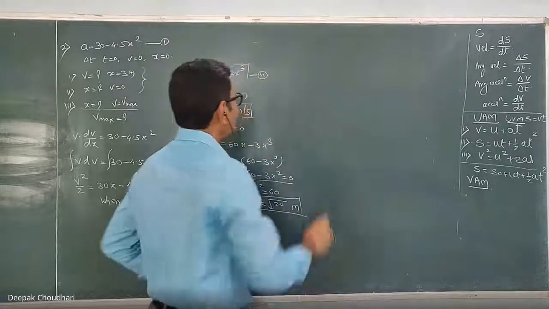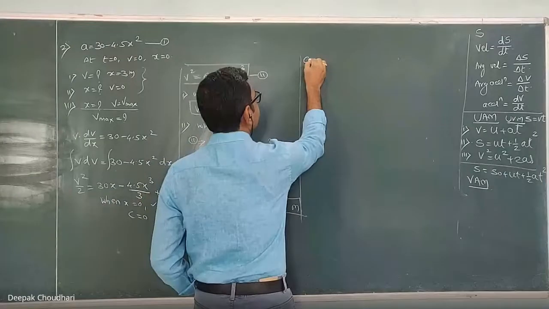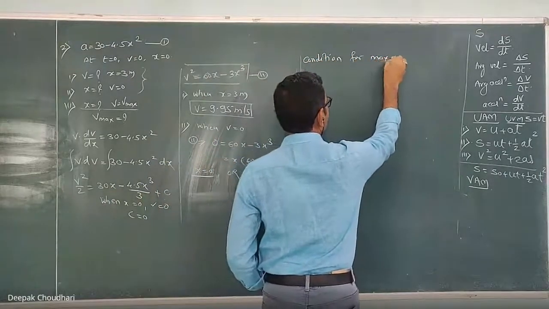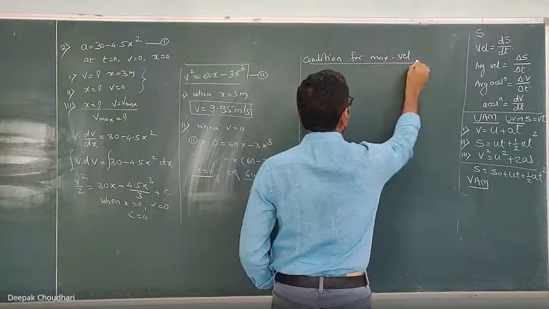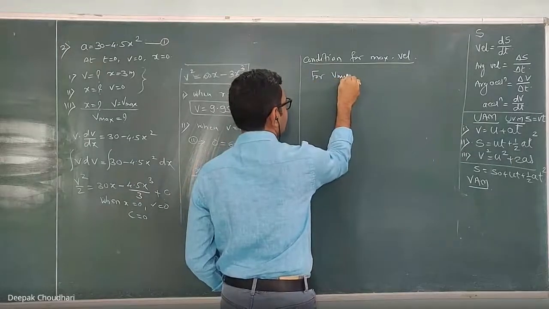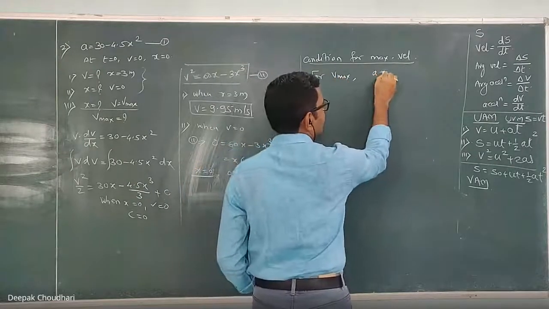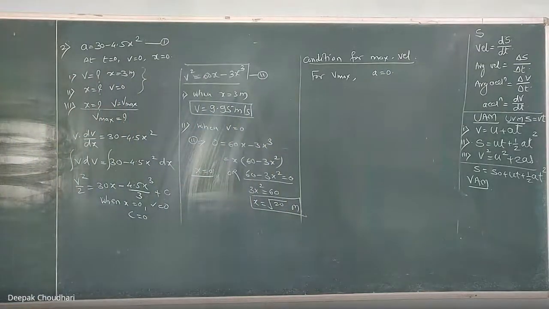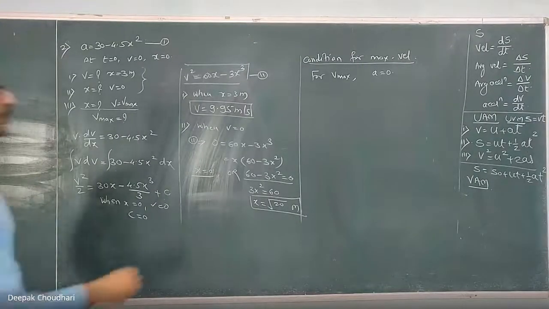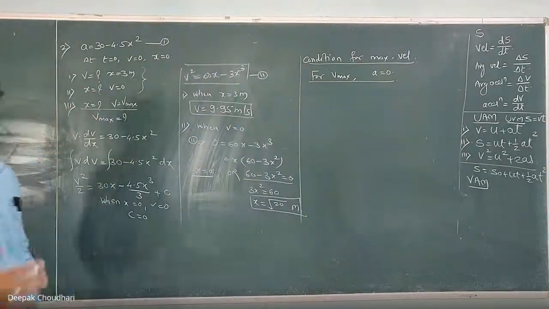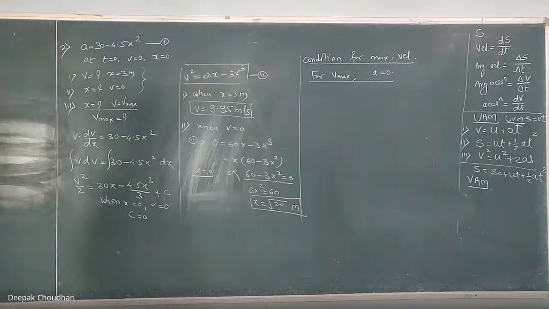So condition for maximum velocity is what? Condition for maximum velocity. What is the condition for maximum velocity? Here, for maximum velocity, for Vmax, acceleration has to be equal to 0. What is the concept, why acceleration is 0, I have told you. Understood? Yes, so directly remember this. For maximum velocity, the acceleration has to be equal to 0. Basic application of derivative.